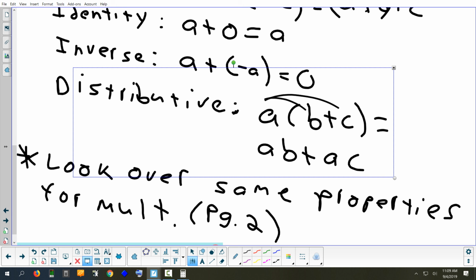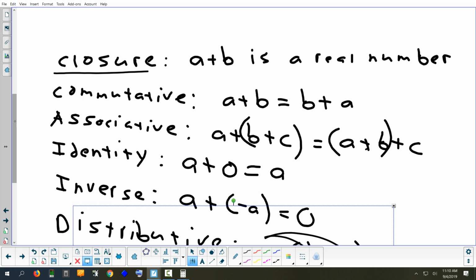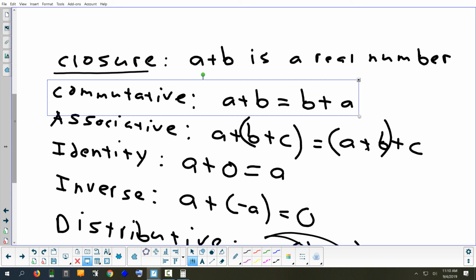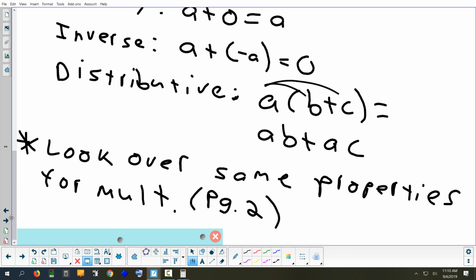But they have all the same properties for multiplication. Those are on page 2. So what would multiplication look like? Let me just pick one. Commutative. A times B equals B times A. 2 times 5 is the same as 5 times 2. That's the commutative property of multiplication. All right, so just some names of different properties.